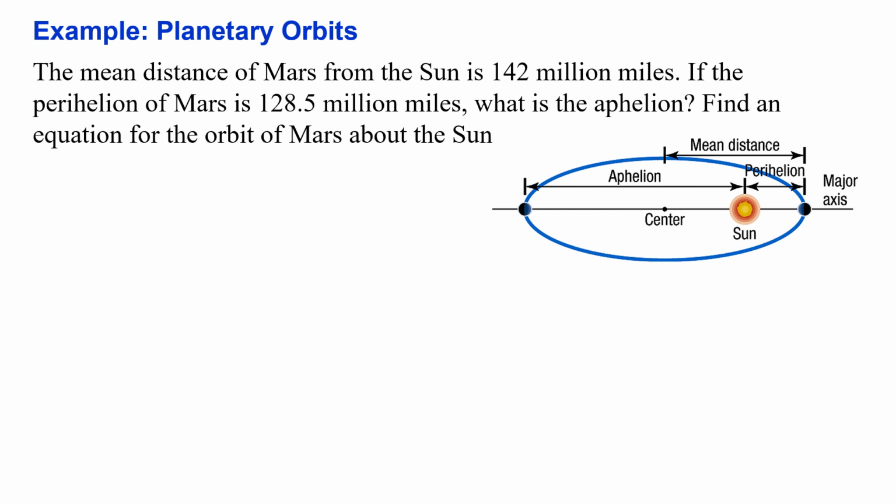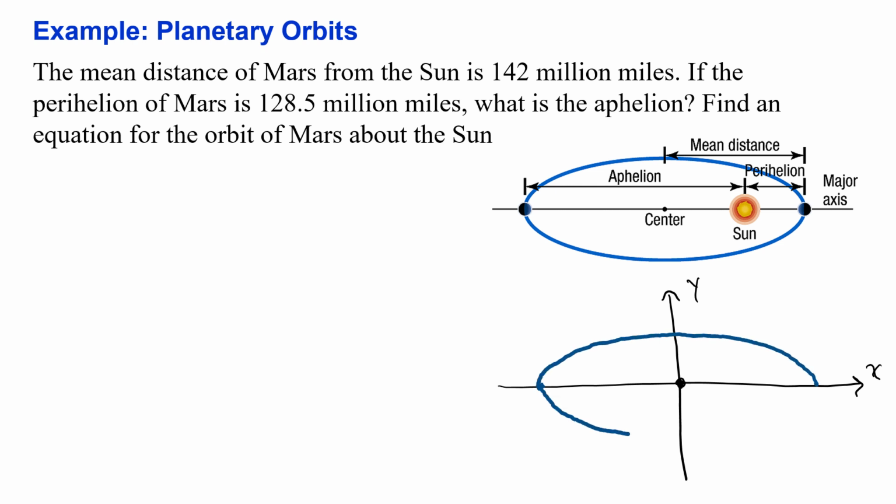The problem states, the mean distance of Mars from the Sun is 142 million miles. If the perihelion of Mars is 128.5 million miles, what is the aphelion? Find an equation for the orbit of Mars about the Sun. So first, let's begin by sketching an XY coordinate plane. And let's place the center of the ellipse at the origin. Let's then sketch a rough picture of an ellipse so that the major axis lies on the x-axis.